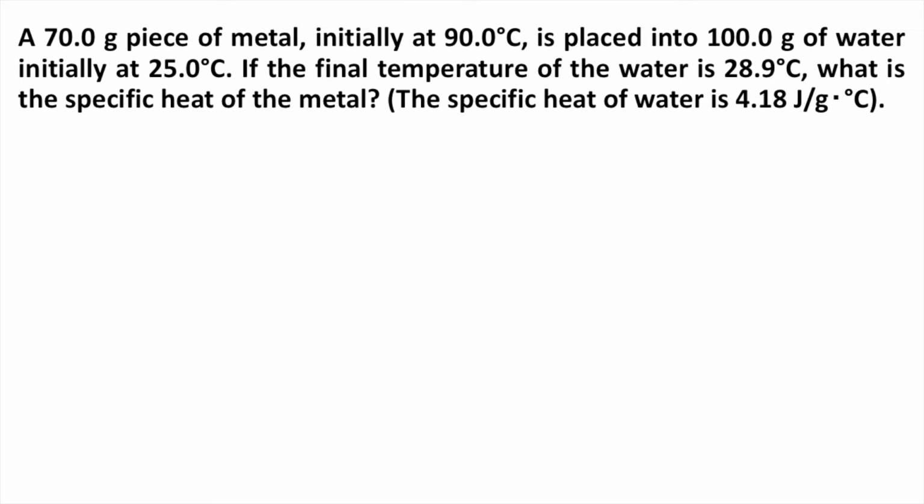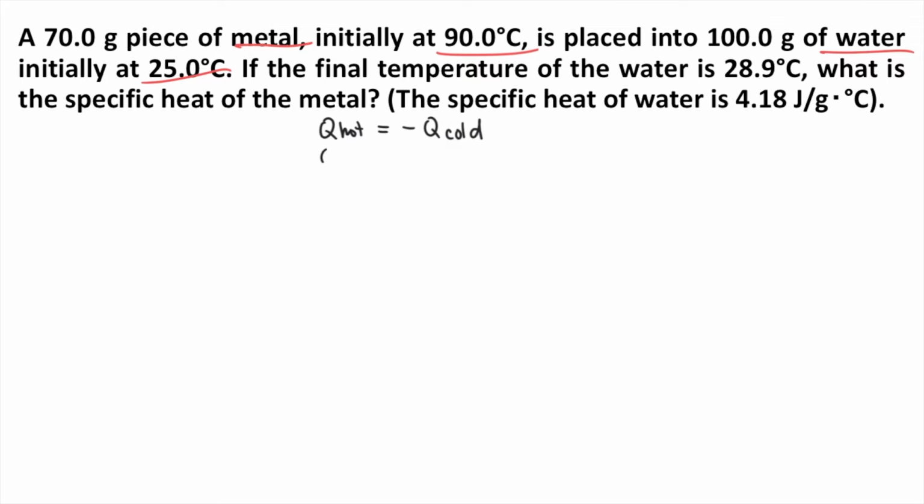So to solve this problem, we start with the equation Q hot is equal to negative Q cold. First we need to identify which is the hot substance and which is the cold substance. In this problem, the metal is initially at 90 degrees Celsius, while water is initially at 25 degrees Celsius. So between the two, the hot substance is the metal and the cold substance is water.